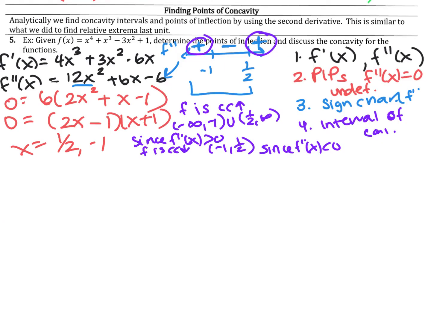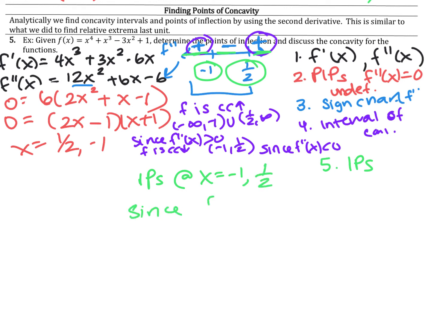So the only other thing we need now is to identify what our inflection points are. So that's going to be our step 5, find our inflection points. Our inflection points occur at any x value where the second derivative is changing its sign. It doesn't matter if it's changing from positive to negative or from negative to positive. We're not identifying relative extrema. All that matters is that it is in fact changing sign. And that's happening at both of our x values. So we have inflection points at x equals -1 and at positive 1/2, since f double prime is changing sign.